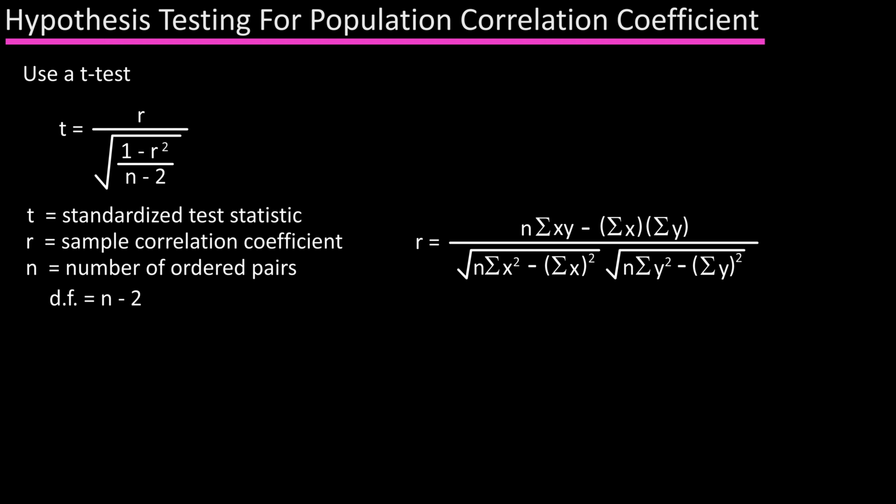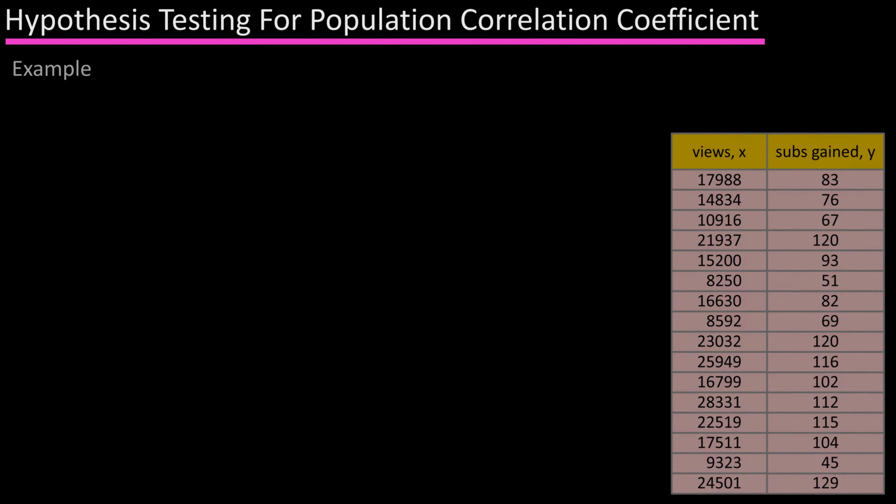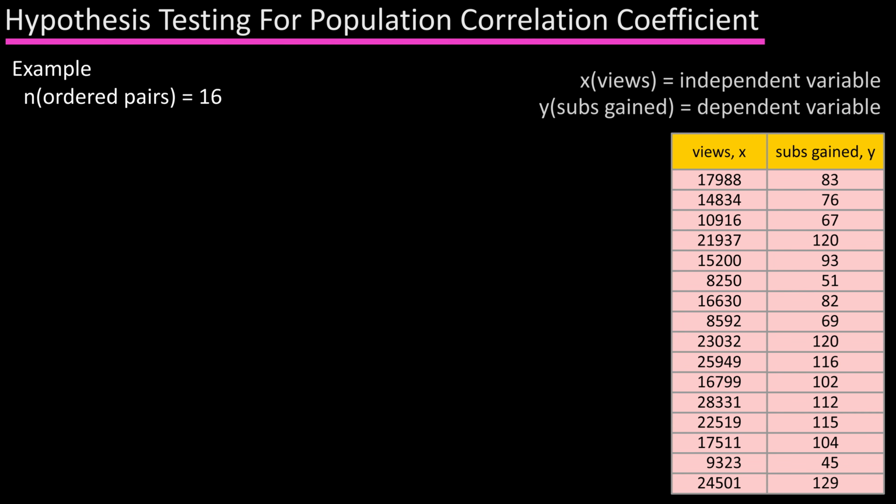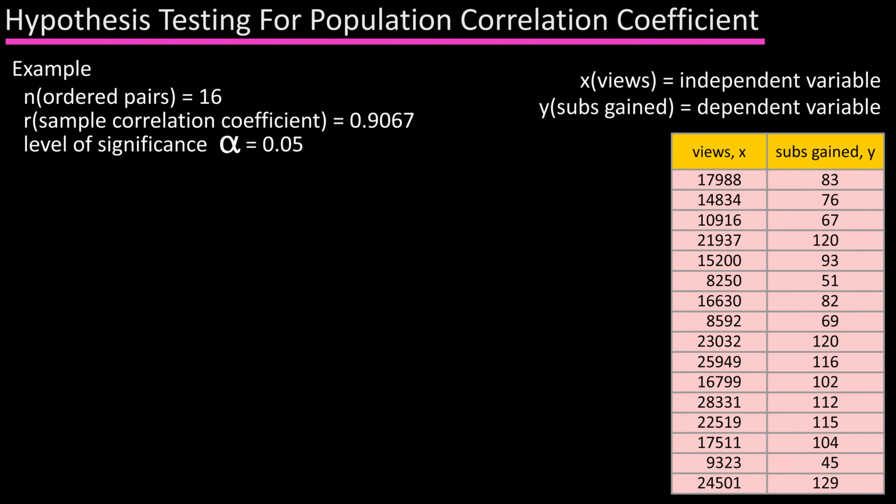Alright, let's go through a full example step by step. Here is a data set for video views on my YouTube channel and subscribers gained for 16 randomly selected days over the past year, with views being the x or independent variable and subscribers gained being the y or dependent variable. The r value, or sample correlation coefficient, equals 0.9067. At a level of significance of alpha equals 0.05, test the significance of this correlation coefficient.